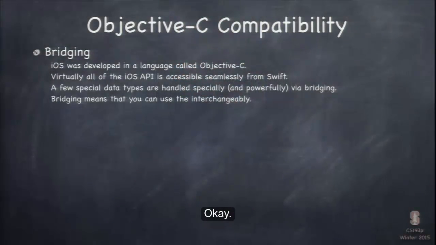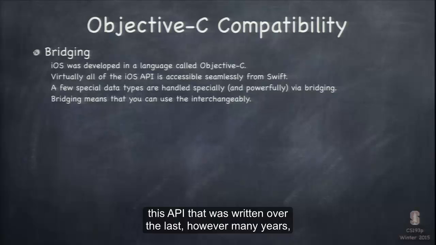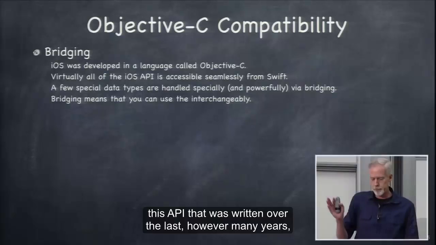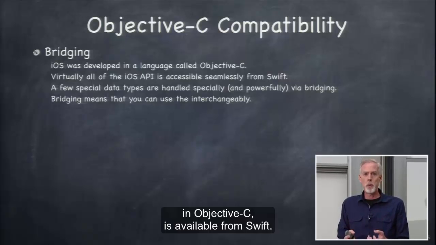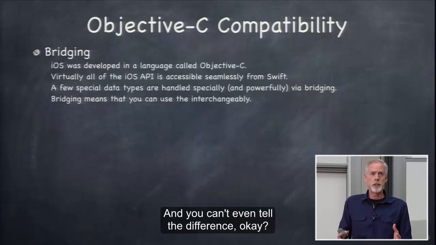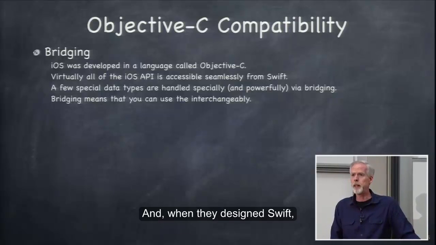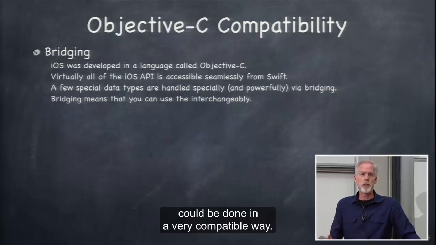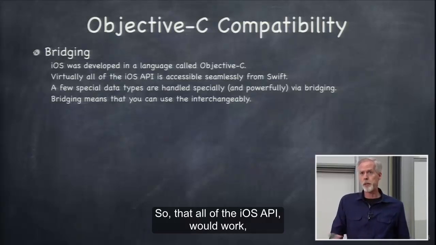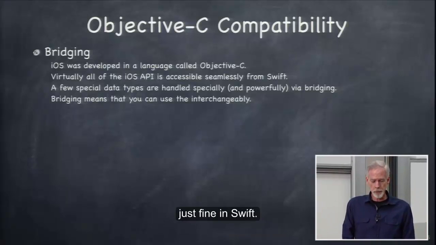Okay, so Objective-C compatibility. So virtually all the iOS API, this API that was written over the last however many years in Objective-C, is available from Swift, and you can't even tell the difference. Okay, it's just kind of automatically made available. And when they designed Swift, they went to a lot of trouble to make sure that it could be done in a very compatible way, so that all of the iOS API would work just fine in Swift.